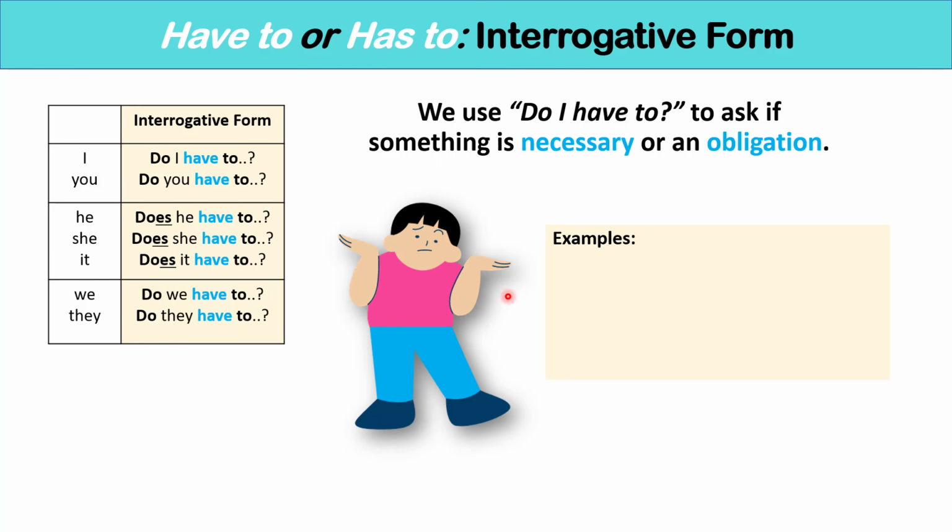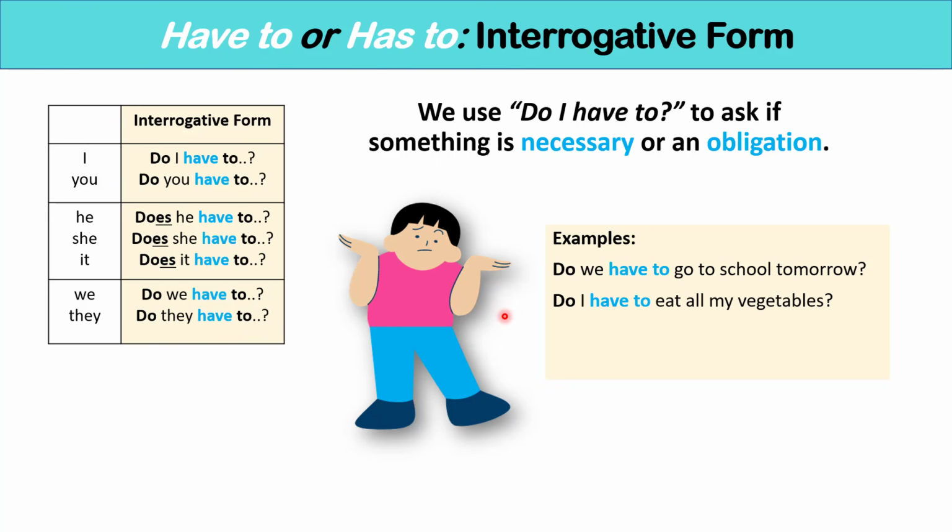For example, do we have to go to school tomorrow? Do I have to eat all my vegetables? Is it necessary or am I obligated to eat all my vegetables? Does mom have to work late tonight?